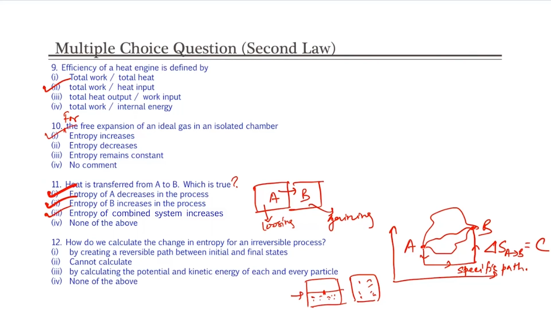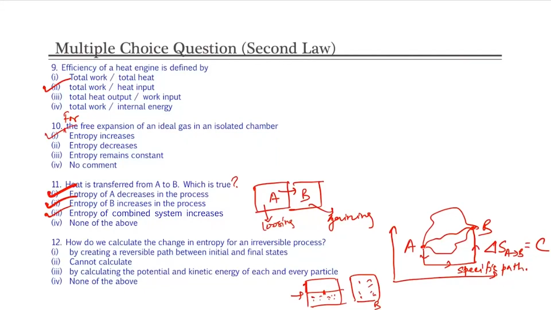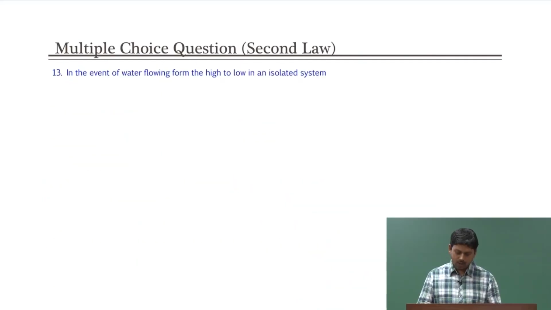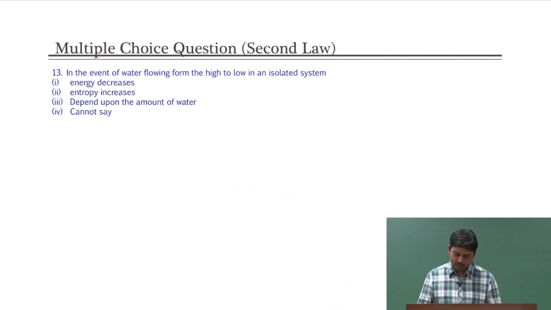We can do it reversibly by expanding this volume very slowly, let us say under pressure, and finally we can reach this particular state B, and therefore we will be able to estimate the change in the reversible heat and therefore the change in entropy. So, the right answer to this question is by creating a reversible path between the initial and final states.